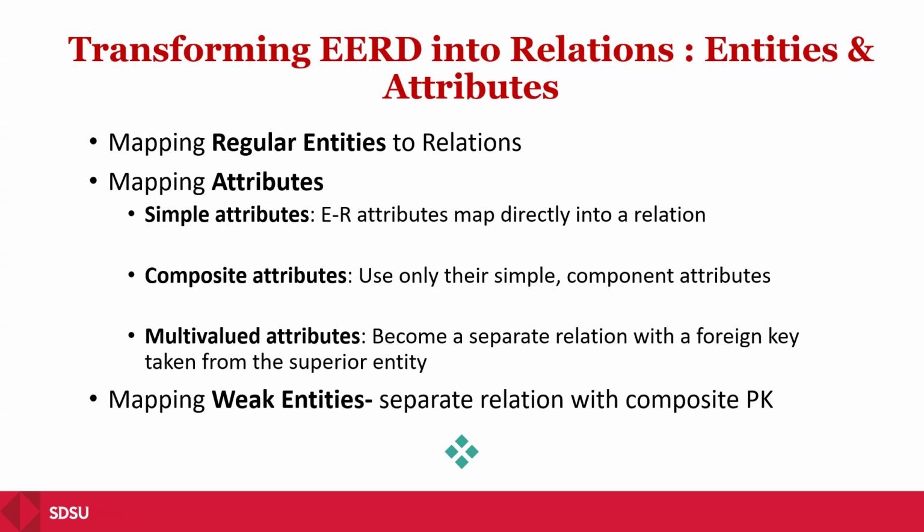For weak entities, we will be creating a separate relation with a composite primary key, and that is the first part of this second part of the class. So let's look at those five examples, and then we will move into mapping relationships.